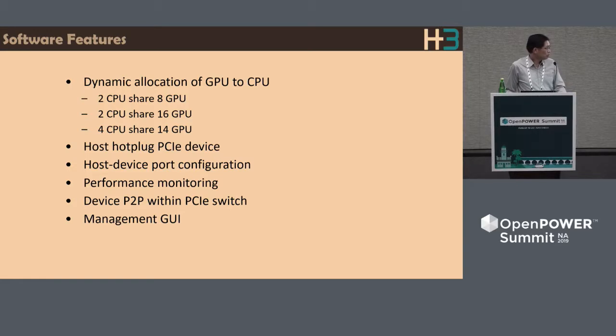So we also do hot plug as a PCIe device. Like I just explained, we emulate a PCIe device to the host, and we do plug in and plug out to do dynamic allocation. So for one server, it's plug in; for another server, it's plug out. Our PCIe port can be a host or device port. And we can also do performance monitoring.